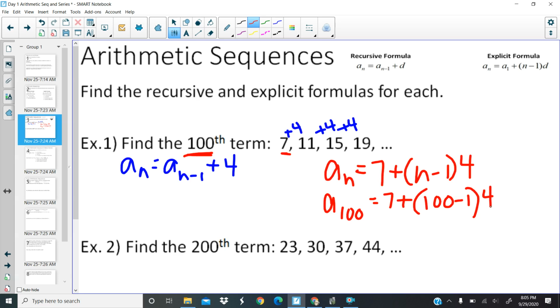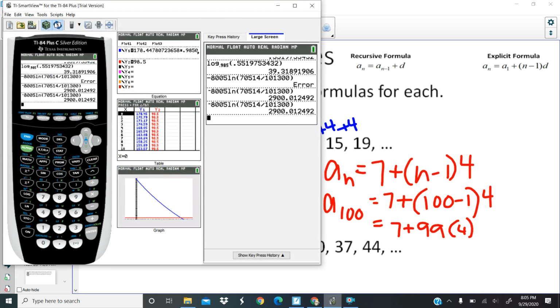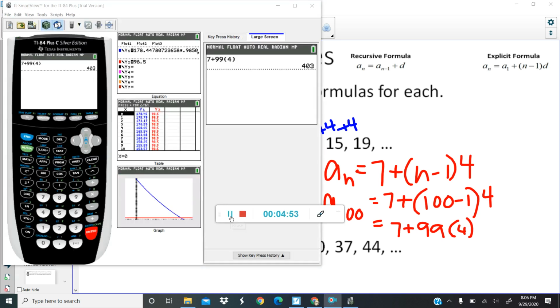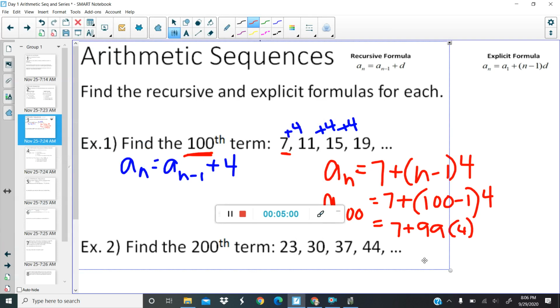So then you would just work that out. So you have 7 plus 99 times 4. And then you can just type that into your calculator, which I don't believe mine is working at the moment, but you would type that into your calculator to solve it. So I'm going to pause that and get this calculator working and do that real quick. Okay, so what we had was 7 plus 99 times 4, and we end up getting 403 as our 100th term.